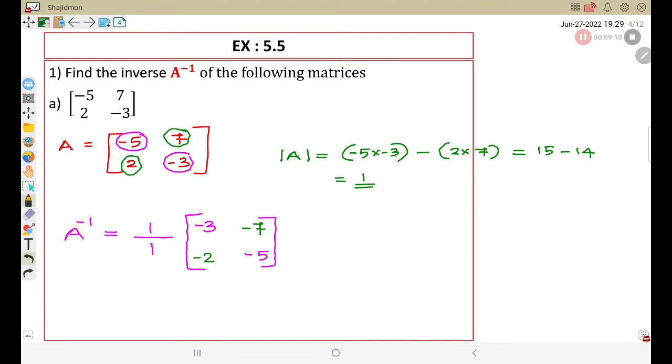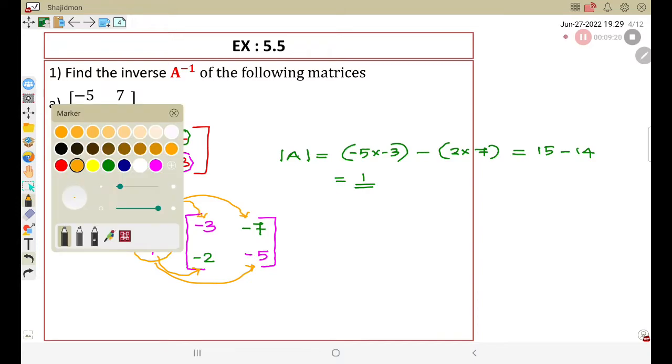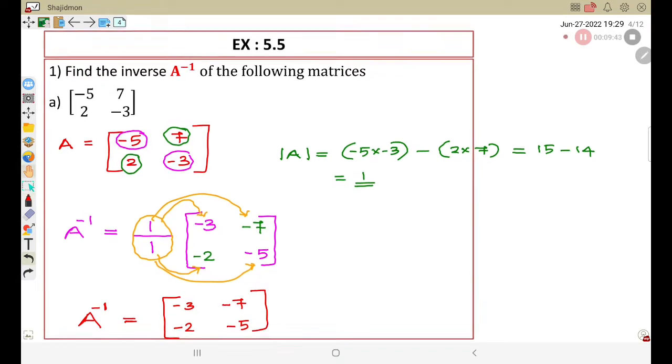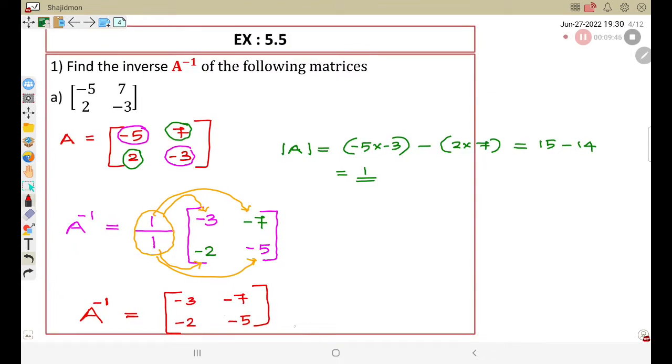Now after that, this outside number 1 over 1 we can multiply with the first number, the second number, the third number and the last number, so that we will get the inverse matrix. So we can write A inverse equals, actually 1 over 1 means what number? Same 1, correct? So 1 multiply minus 3 means minus 3, 1 multiply minus 7, minus 7, 1 multiply minus 2, minus 2, 1 multiply minus 5, minus 5. Okay, so this is the inverse of that 2 by 2 matrix A. So this is the inverse matrix.